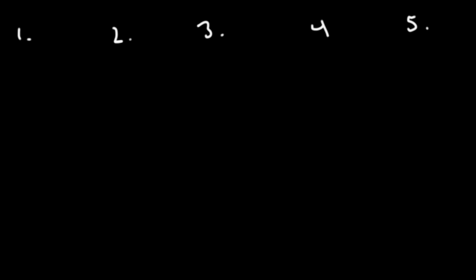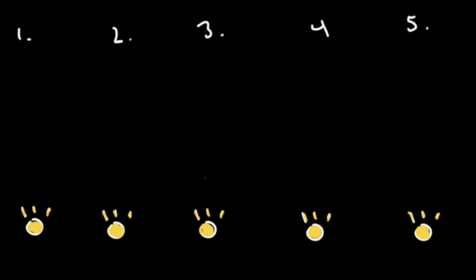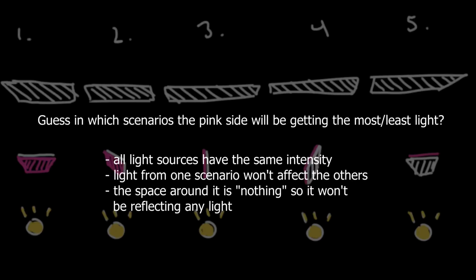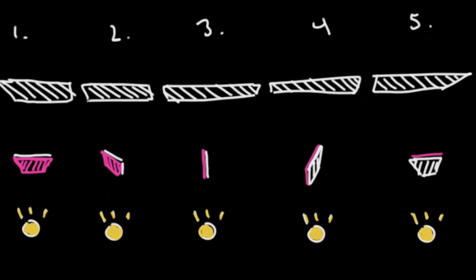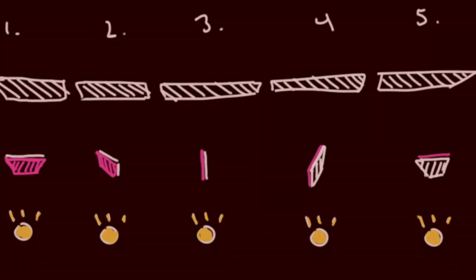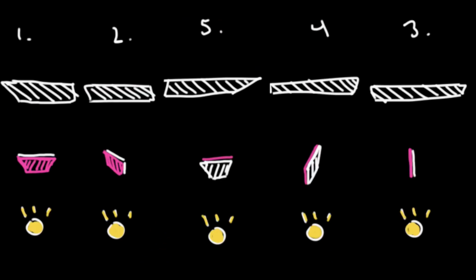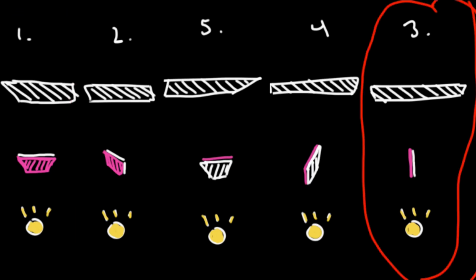I'm showing 5 scenarios, each with a light source, a 2D plane, and an object behind it, which will give us some bounce light. In each scenario, the 2D plane is angled differently. Guess in which scenario the pink side is going to be getting the most and least light. Okay, time's up. You're wrong. Here's the order from most light to least.